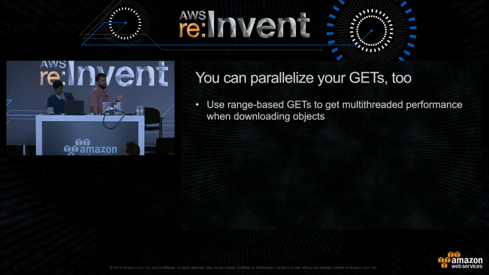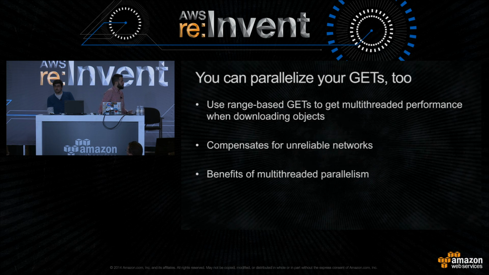But also, when you talk about gets, you can parallelize your gets too, because the same way you parallelize multi-part uploads, you can parallelize your gets. And you can benefit from the multi-threaded performance for downloading objects from S3. And the same benefits that you gain when you use multi-part uploads, using range-based gets, you can compensate for unreliable networks. And you benefit from multi-threaded parallelism. And just make sure that you align your ranges with your parts, okay?